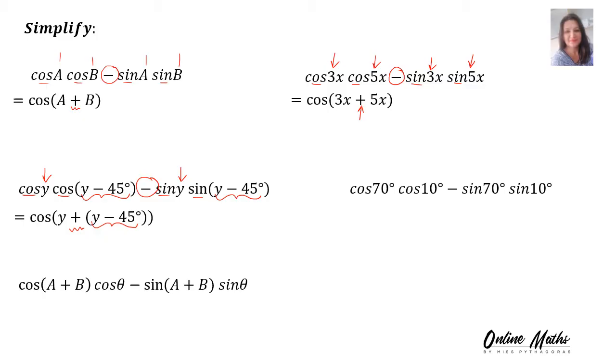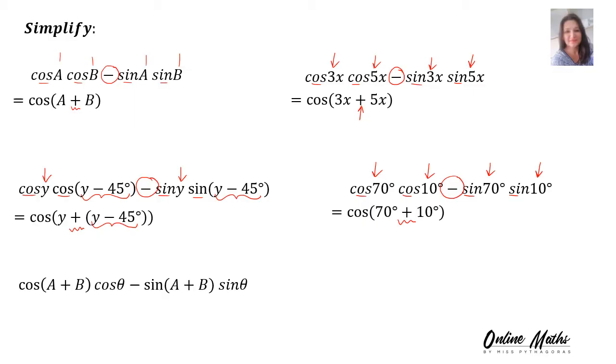The next one, let's spot the pattern. Cos, cos, sin, sin. And then let's check the angles: 70, 10, 70, 10. Yes, it's the compound angle cos 70 plus 10 degrees. Remember, when this is a minus, that one is a plus.